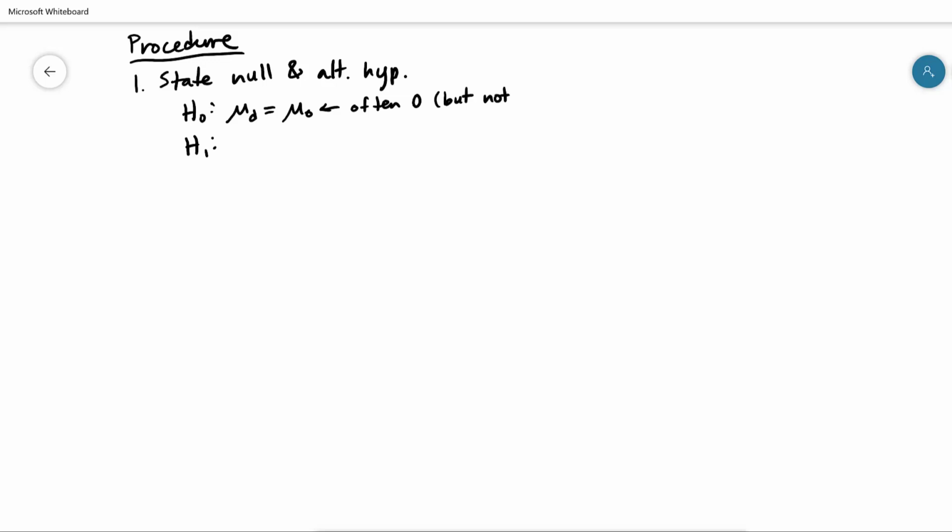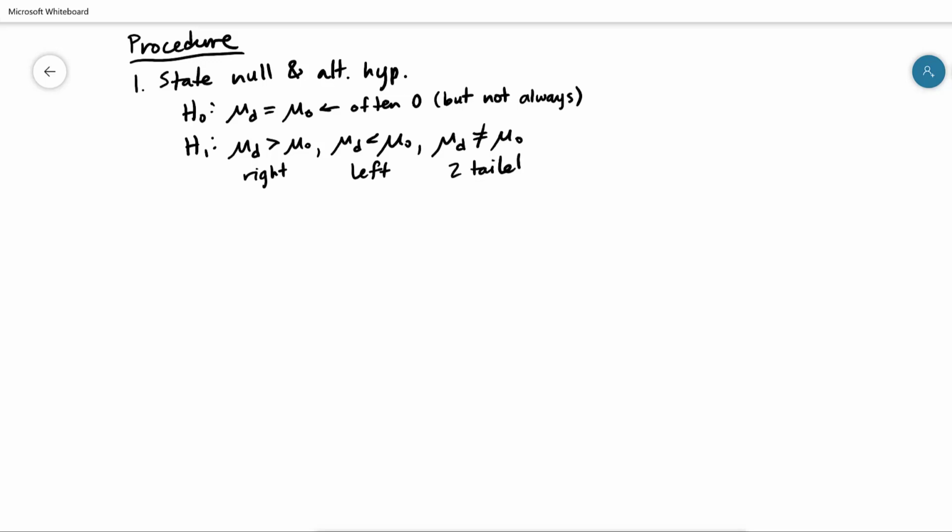And so we'll talk about this when we do an actual example. H sub 1 will take one of the many forms. This actual population mean may be greater than that value mu 0, it may be less than mu 0, or it may simply be not equal to mu naught. So this would be our right-tailed, left-tailed, and two-tailed versions.